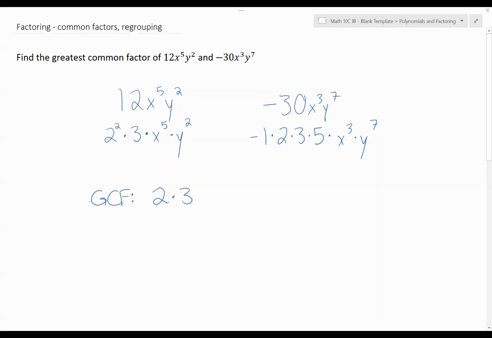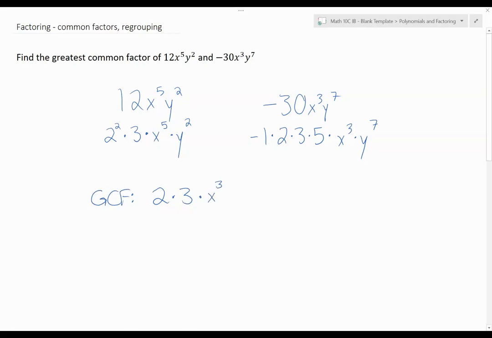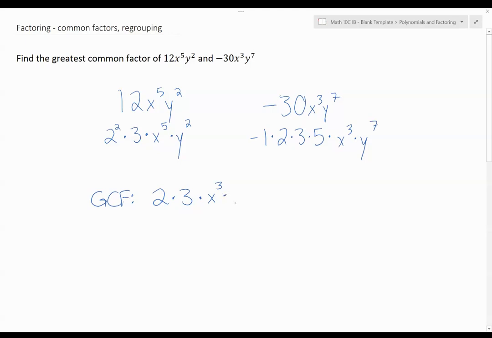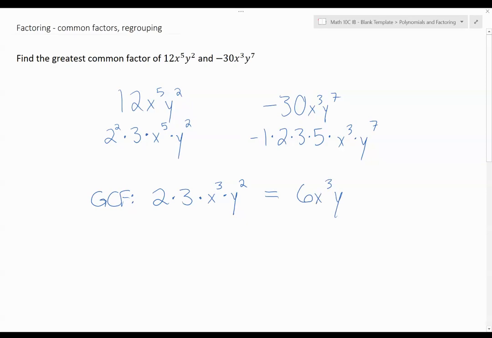I'm not going to include the negative 1. I could include the negative 1 because technically I can also divide 12 by negative 1. Sometimes I will include the negative when I'm dividing polynomials, but that'll become clearer a little later on. So as far as numerical common factors, 2 times 3 is it. 6 would be the greatest common factor of 12 and 30. But as far as variables, I also can include x cubed because I can divide x to the power of 5 by x cubed, and I can divide x cubed by x cubed. And I would include y squared for basically the same reason. So the GCF in this case is 6x cubed y squared.